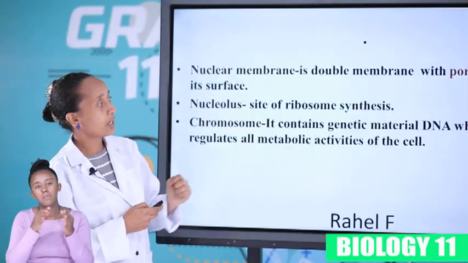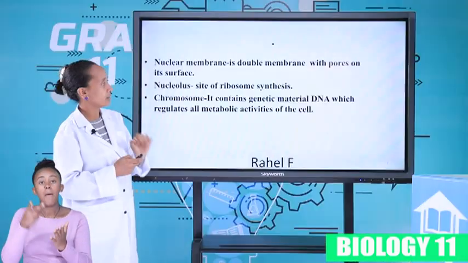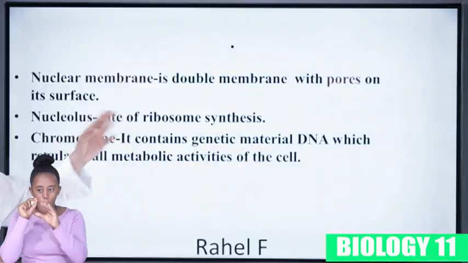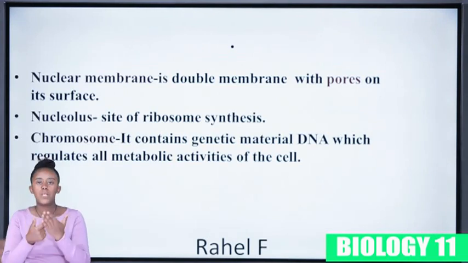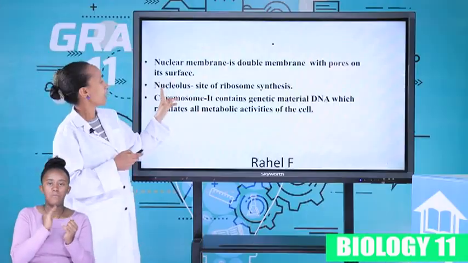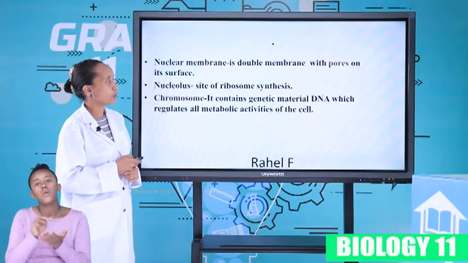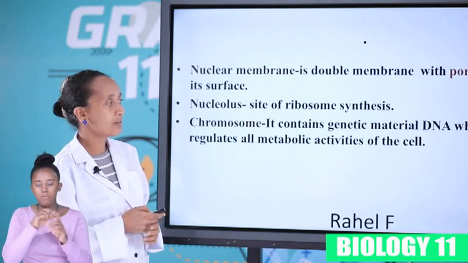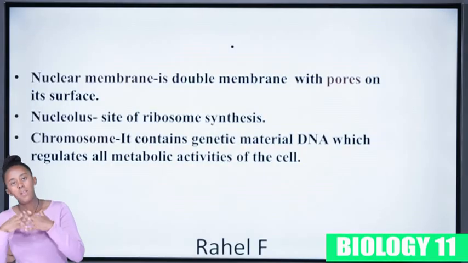Here we have the explanation. The nuclear membrane is a double membrane with pores. As I have said, it has pores on its surface, and these pores are important for exchange of material. The nucleolus is the site of ribosome synthesis, and the chromosomes contain genetic material of the cell.